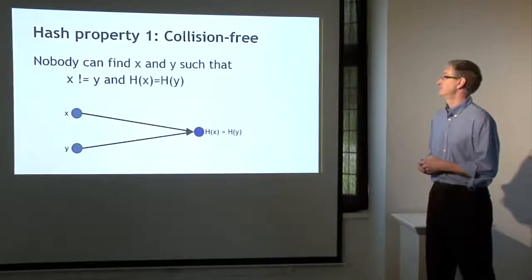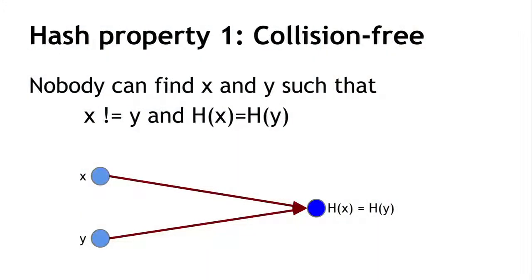So first, collision-free. The first property that we need from a cryptographic hash function is that it's collision-free. And what that means is that nobody can find values x and y such that x and y are different, and yet the hash of x is equal to the hash of y. If we look at the operation of the function as depicted by one of these red arrows, here's x and H(x), and here's y and H(y), then nobody can find a situation like this, that you have an x and y that are separate, and yet when you hash them, they hash to the same value.